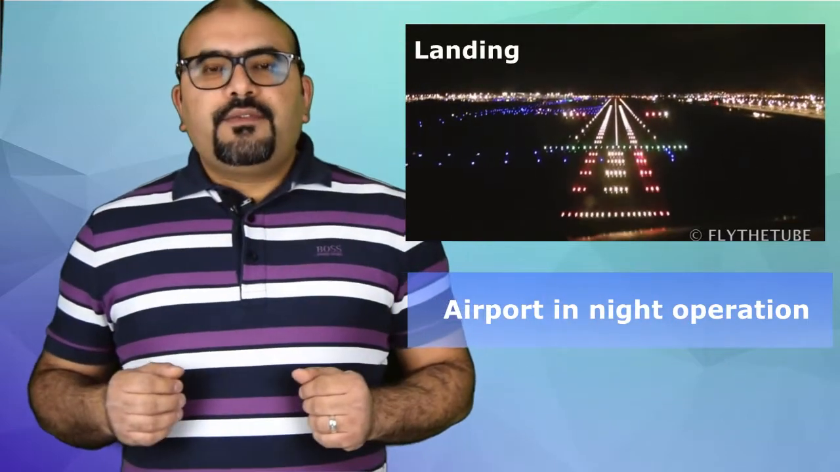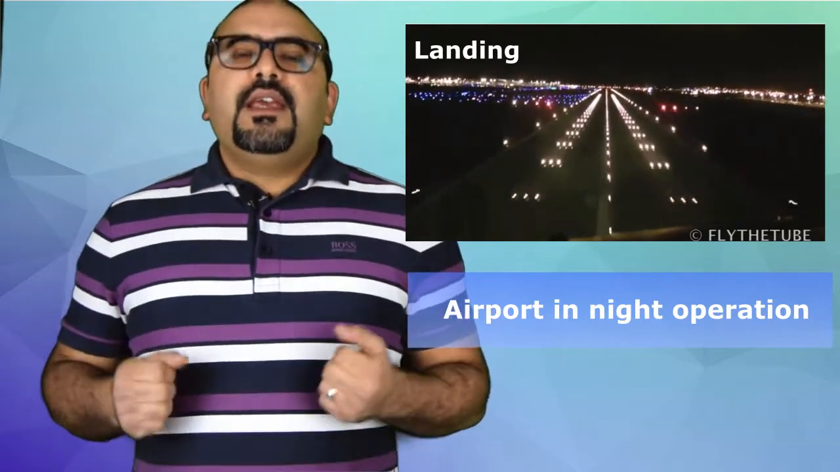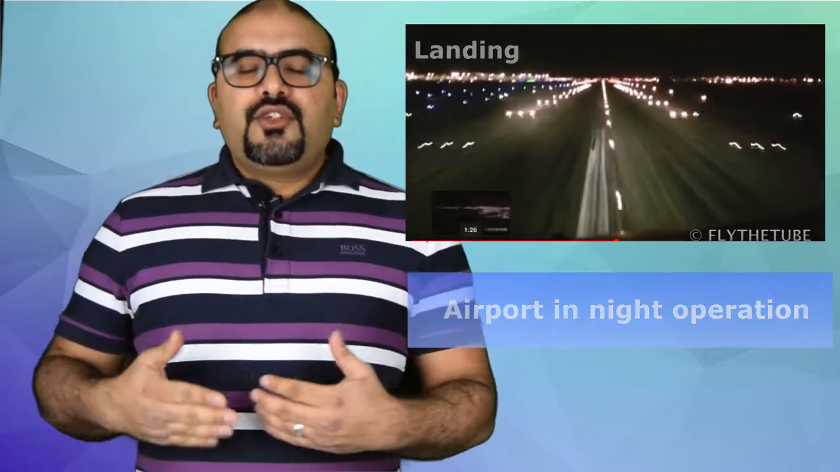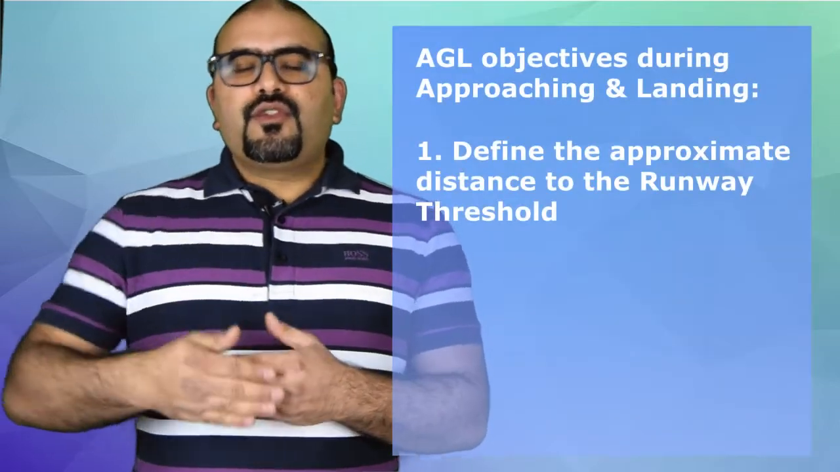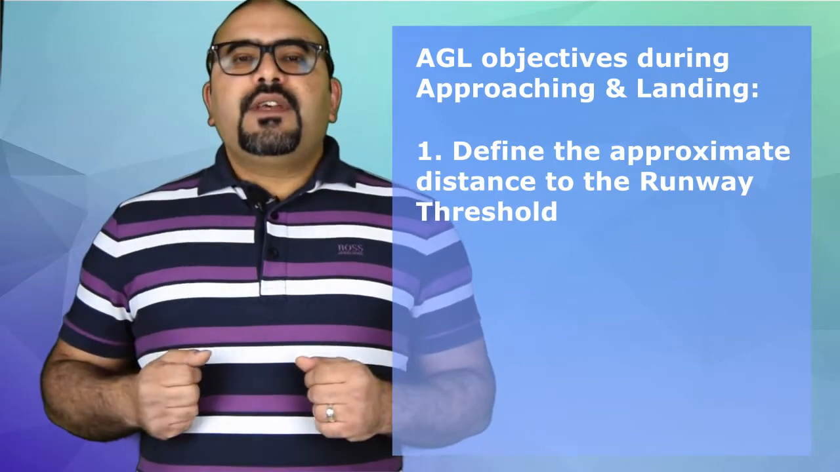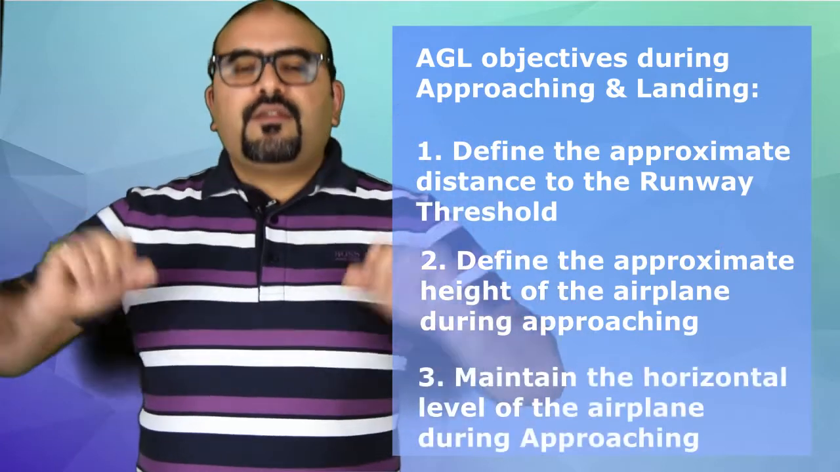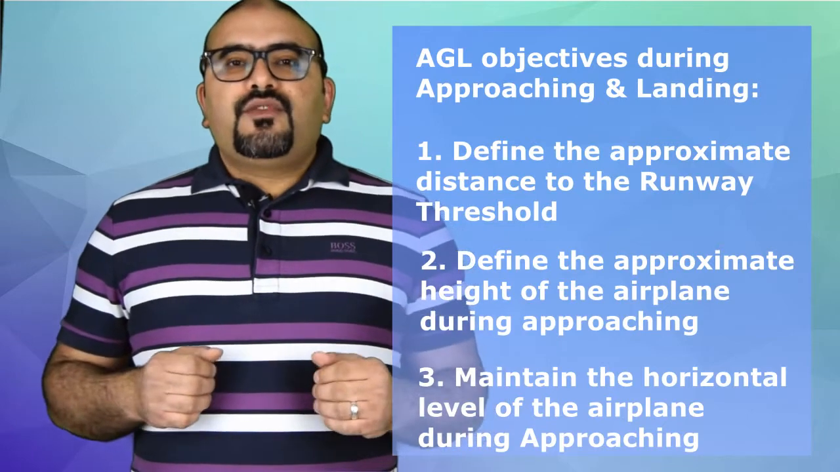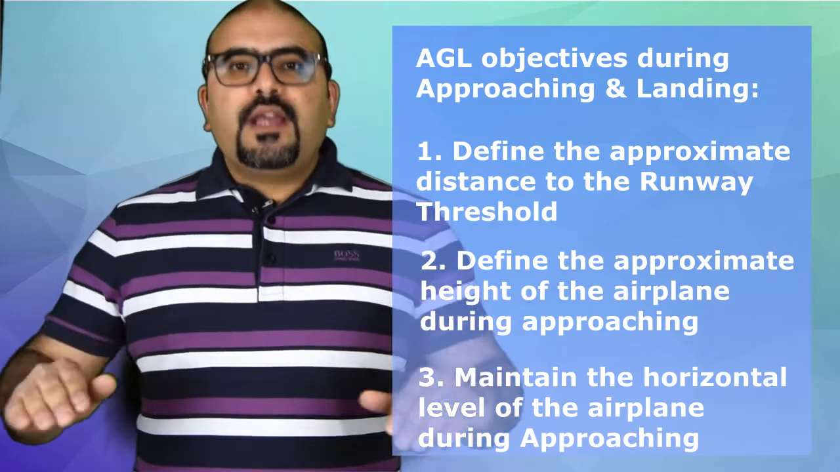During the approaching and landing phase, the AGL system is expected to provide visual guidance to the pilot in order to achieve three main objectives. The first objective is to help the pilot define the approximate distance up to the threshold of the runway. The second objective is to help the pilot define the approximate height of the aircraft while approaching. And the last objective is to help the pilot maintain the horizontal level of the aircraft while approaching the runway.